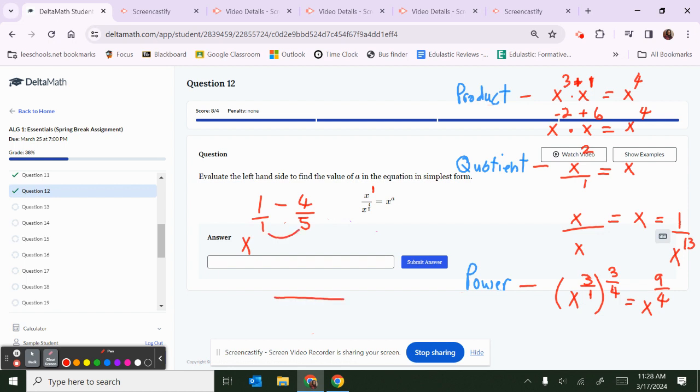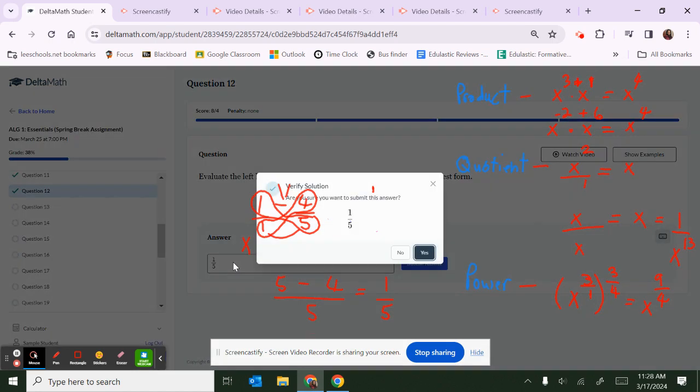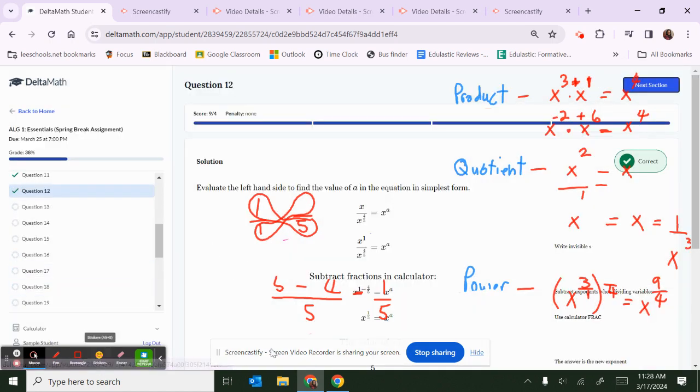1 times 5 is 5. Cross multiply this way first. 1 times 5 is 5. Cross multiply this way second. All right. 1 times 4 is 4, and we are subtracting. All right. So 5 minus 4 is 1. And can I simplify 1 over 5? No, I cannot. All right. And that is how you do all the different variations. All right. So again, guys, just like that.